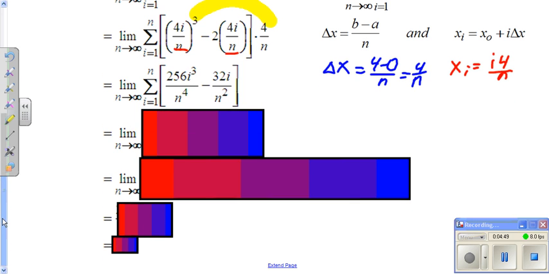Well, now let's go ahead and distribute through our summation. Remember, you can go ahead and put your constants in front of your sum, and your constants would be these.